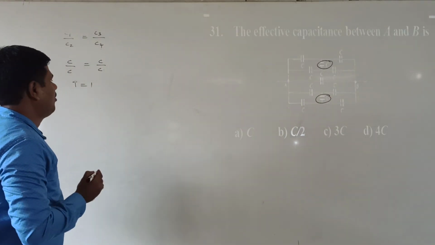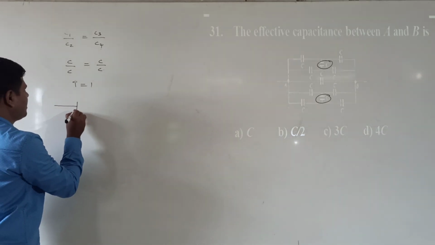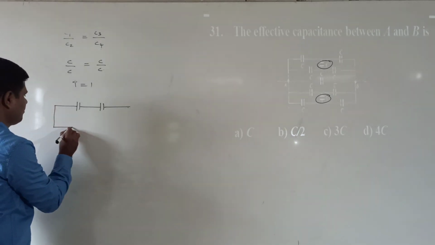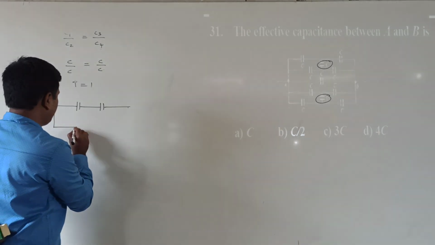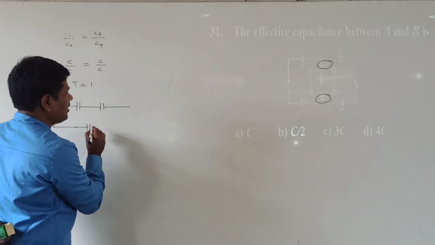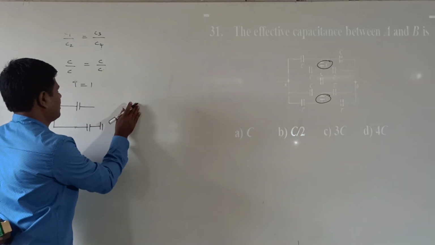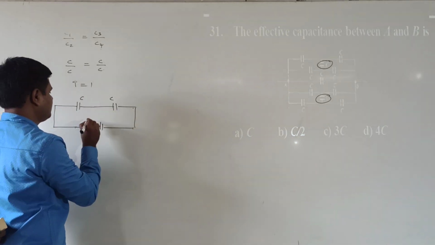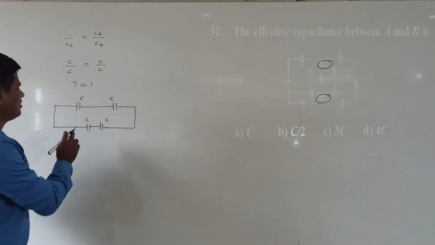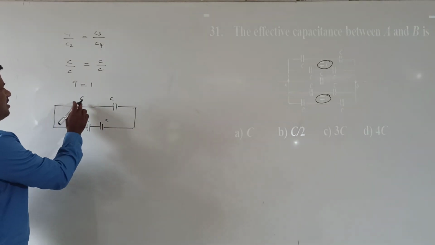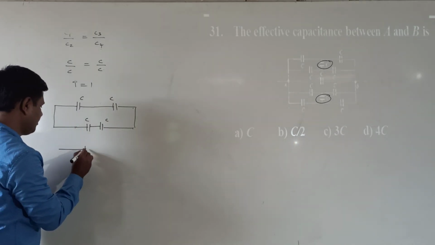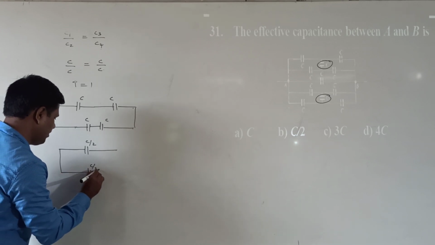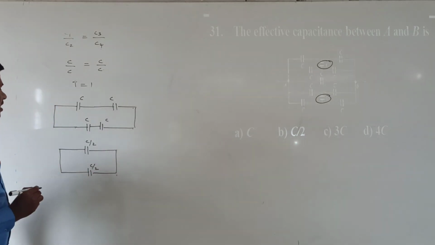The remaining part is considered like this. Now the remaining part is coming like this. This is the remaining part. Now this is the C and C. These two are in series, these two are in series. Now this series combination value we are getting here as C by 2. Next this value we are getting as C by 2. Now these are in parallel combination.